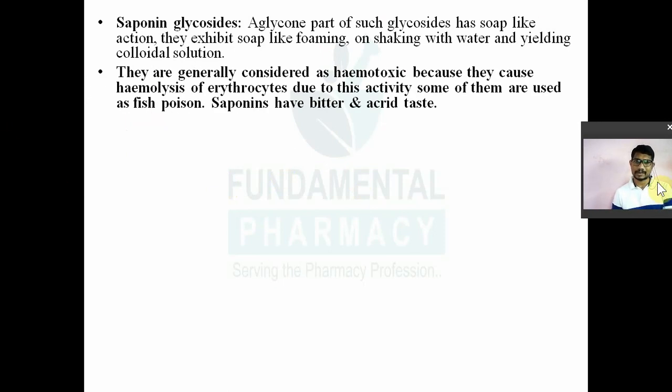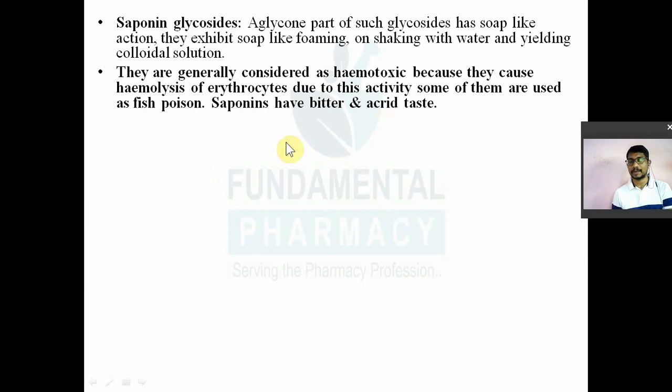They are generally considered hematotoxic. So they will break down your blood. They will break down your RBC. That's why they are hematotoxic, because they can cause hemolysis. They are hemolytic in nature to the erythrocyte. Due to this property or activity, some of them are used as a fish poison.